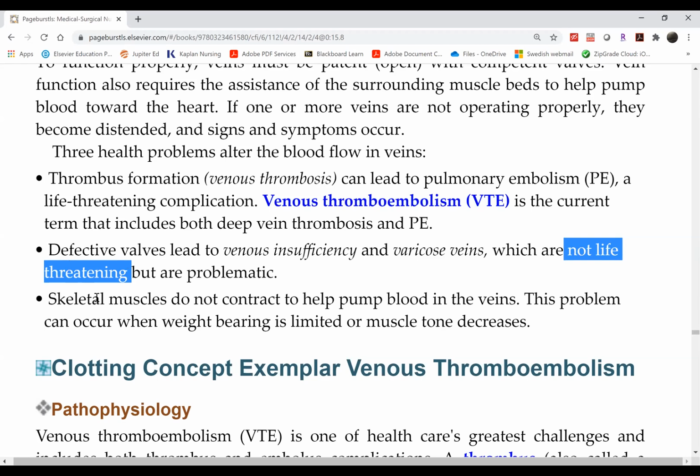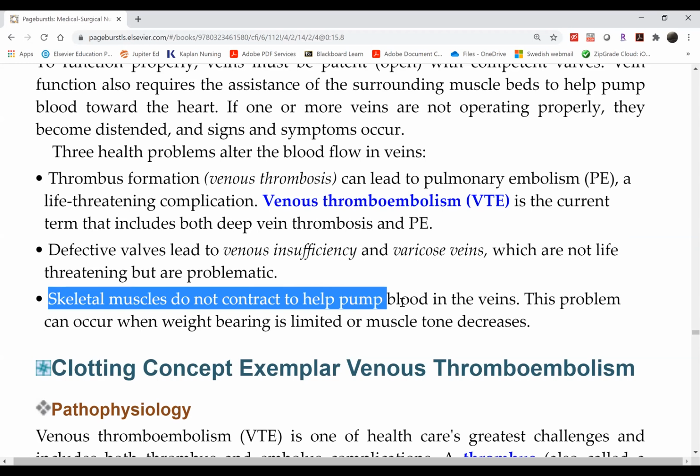Lastly, skeletal muscles do not contract enough to return blood via the veins. So therefore, this would be common in people with limited mobility. And if you add obesity to the equation, then that will make it worse. So all of these will lead to venous congestion and of course edema.